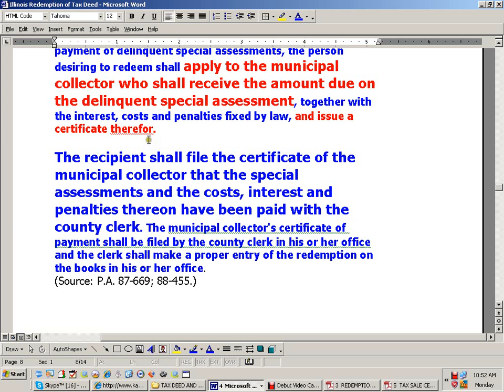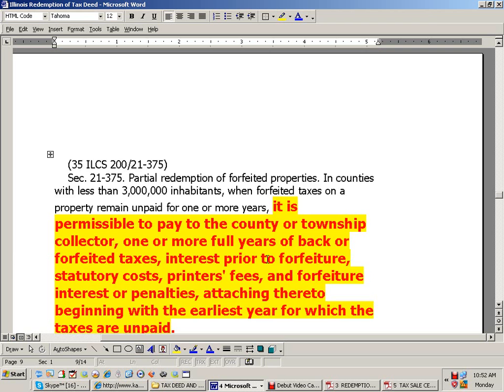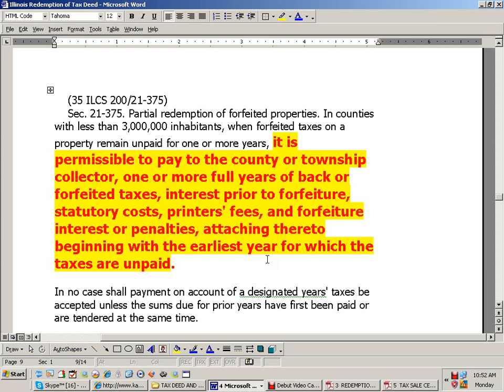The recipient shall file the certificate of municipal collector that the special assessment costs, interest, penalties have been paid with the county clerk. The municipal collector's certificate of payment shall be filed by the county clerk in his or her office, and the clerk shall make proper entry of redemption on the books of his or her office. Okay, this is very important.